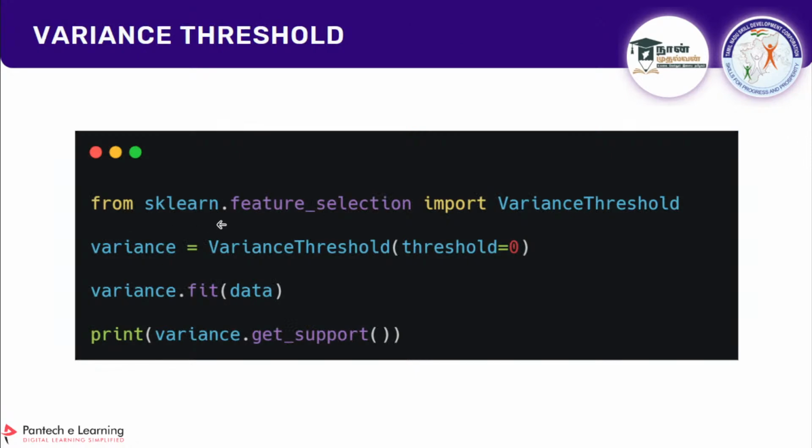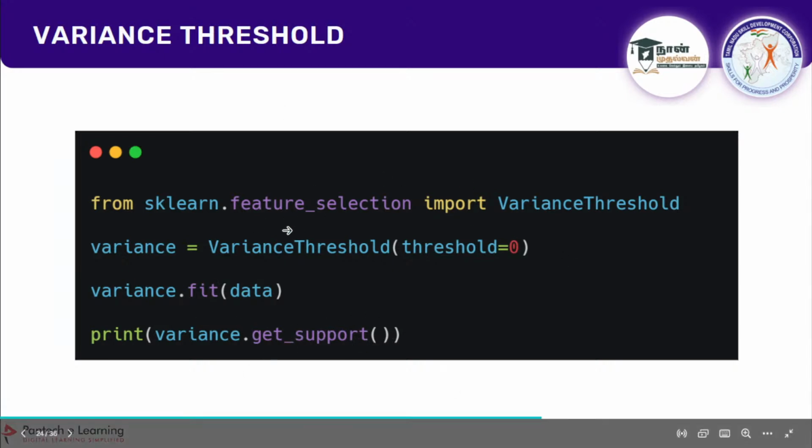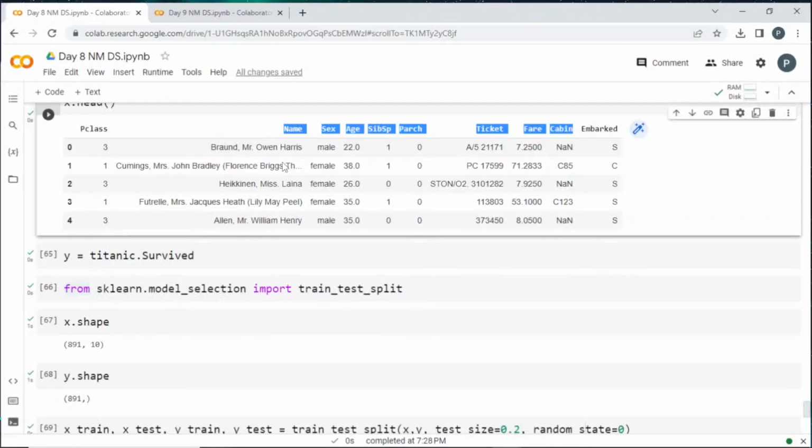From sklearn.feature_selection, import VarianceThreshold. I'm creating an object and giving the threshold value here, then I fit it. Once I fit it, I can call get_support. What this will do, I'll tell you with a simple example.